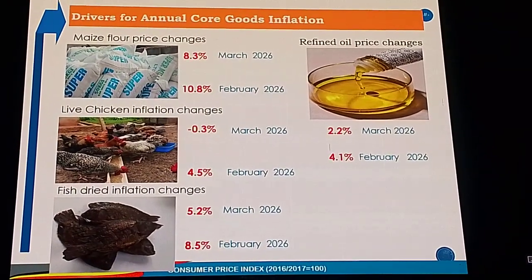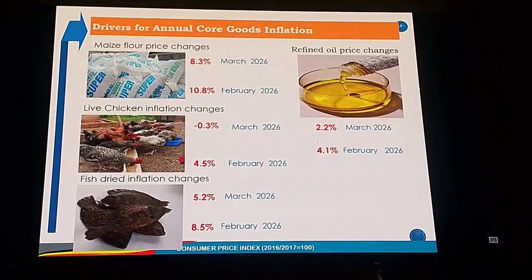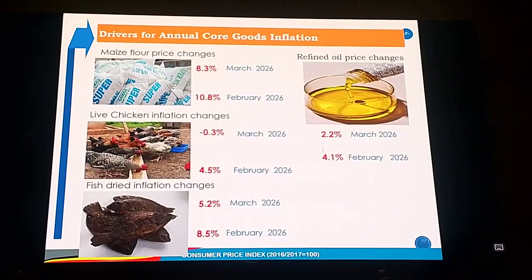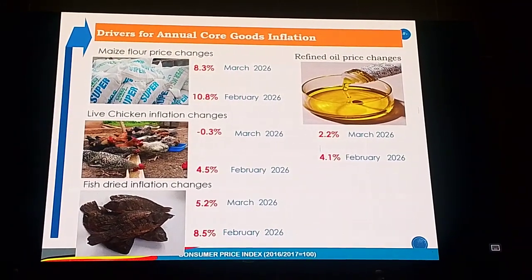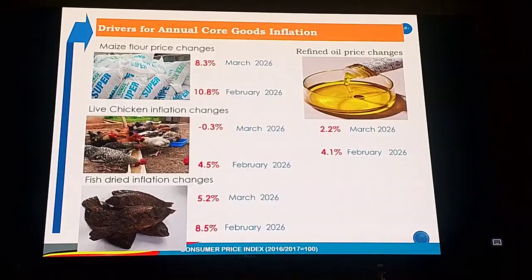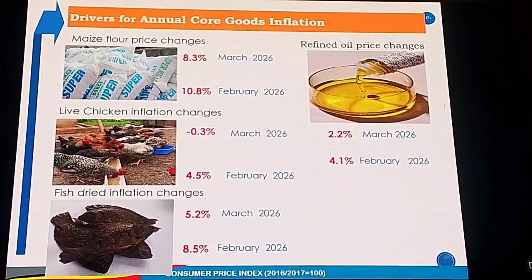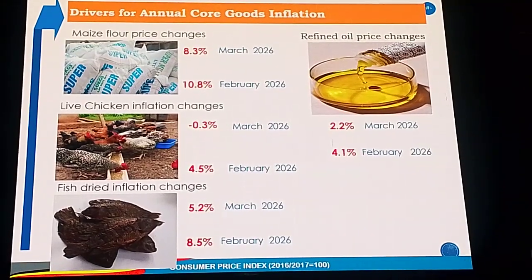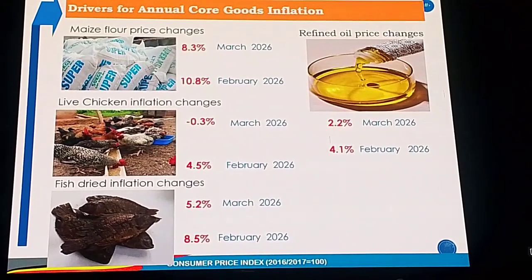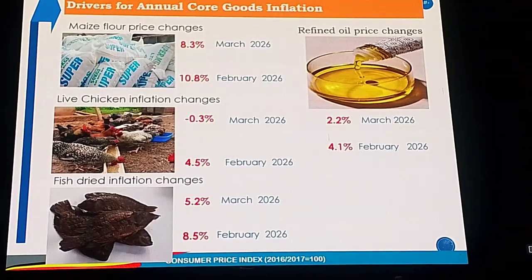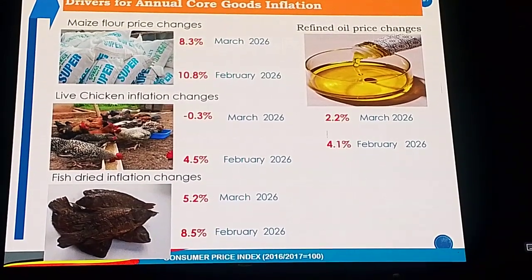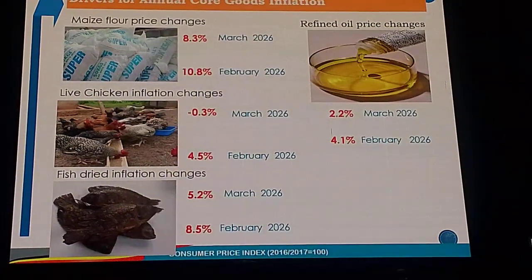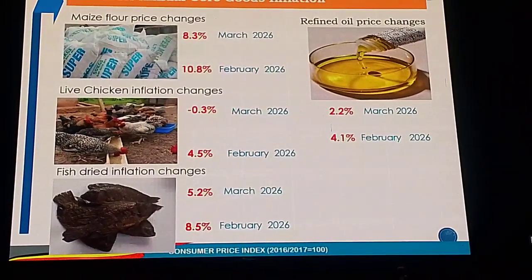So under the category of core goods inflation, these are some of the examples of the items under the core goods that slowed down. So we see maize flour prices recorded at 8.3% in the month of March 2026 compared to the 10.8% that was recorded in February 2026. Ladies and gentlemen, this shows a slowdown.